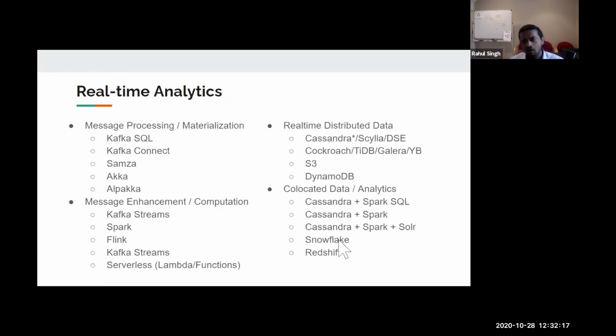There's also an aspect of what's called co-located data and analytics, and this is where Cassandra shines because it's open source. So Cassandra plus Spark SQL, Cassandra plus Spark plus Solr. You can even do Cassandra plus Presto to basically have the same type of feel to it. Snowflake has its own proprietary engine to do co-located data and analytics. Same thing with Redshift. But when it comes to speed, essentially you're going to end up having to choose depending on what you want. Do you want accuracy or do you want precision?